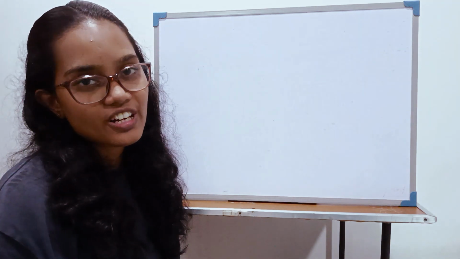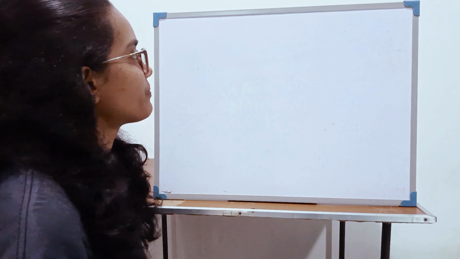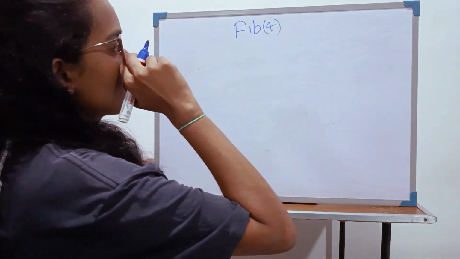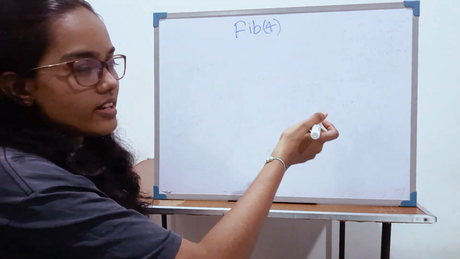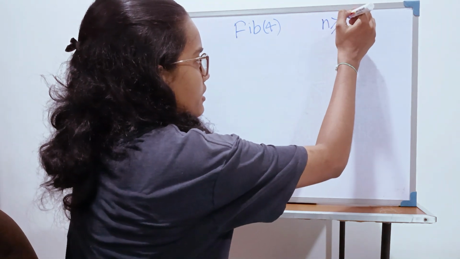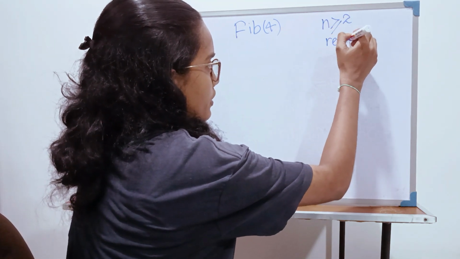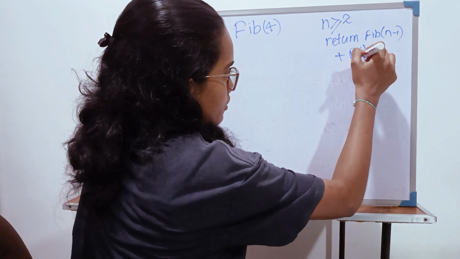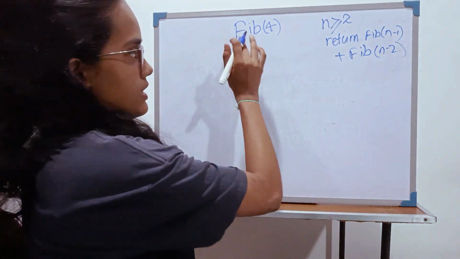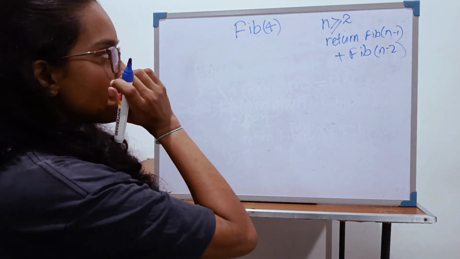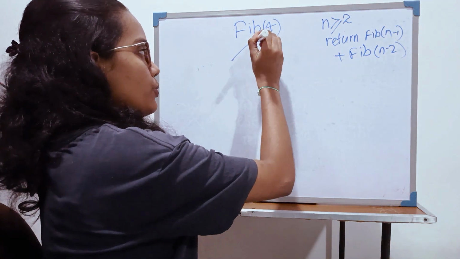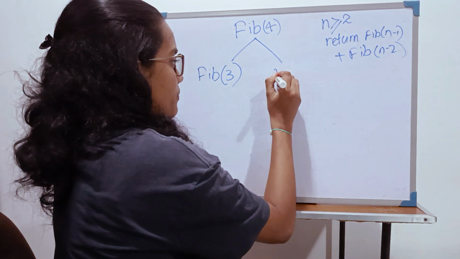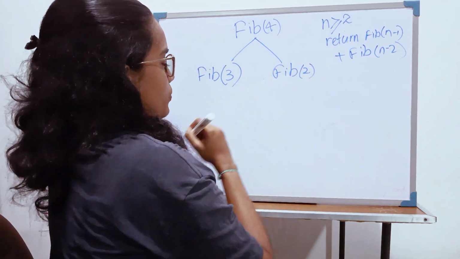Now let's understand our recursive function using an example. So our function name was fib, and let's take 4. This hits our recursive case, right? Our recursive case was n greater than or equal to 2, return fib(n-1) plus fib(n-2). Since this hits our recursive case, we can break this down into two smaller sub-problems, fib 3 and fib 2.